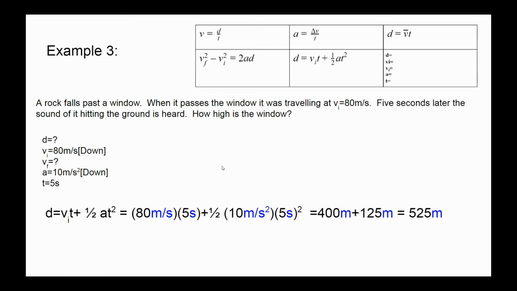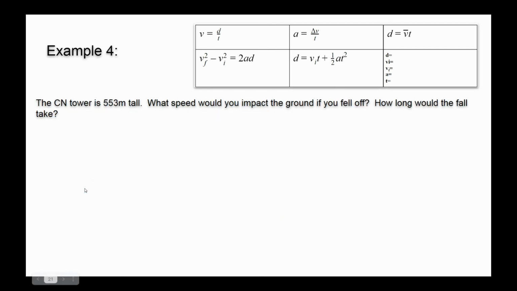Now, if I were to ask you for the final speed, you should be able to do that without any calculations. You are gaining speed at 10 meters per second for 5 seconds. How much faster are you going at the end? You've gained 50 on top of 80. You're at 130 meters a second. Okay, that d equals v average t comes in handy.